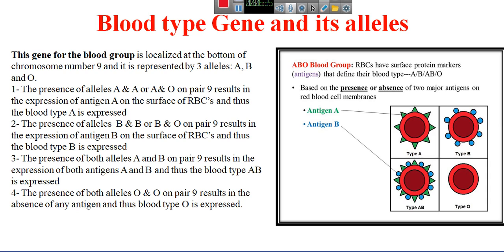And this trait is represented by a gene located on chromosome number 9, and it has three different alleles. If you have two alleles, A and A, one from your mom and one from your dad, or if you have A and O on pair number 9, this will result in the expression of a protein called protein A. You can see here.